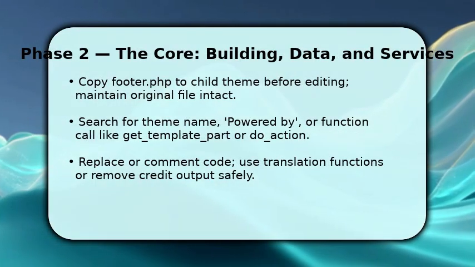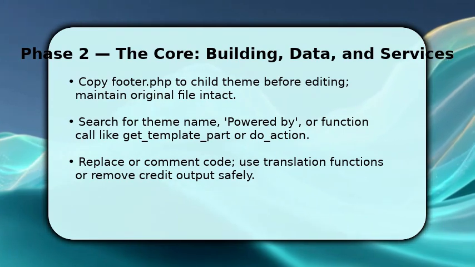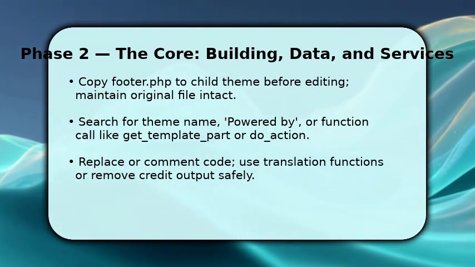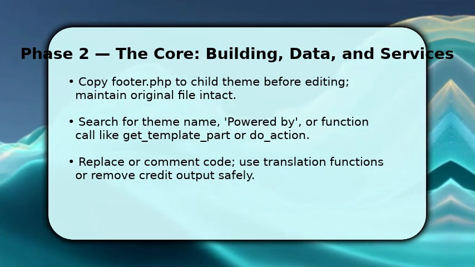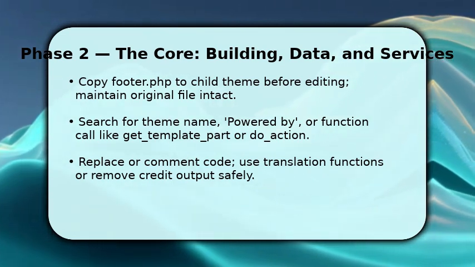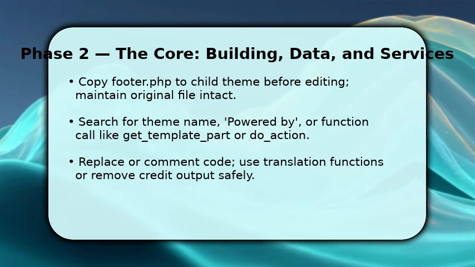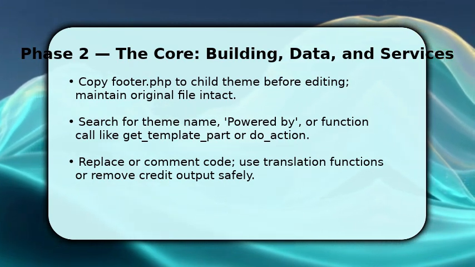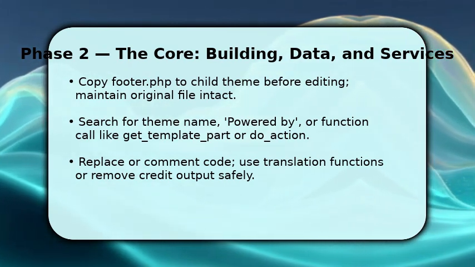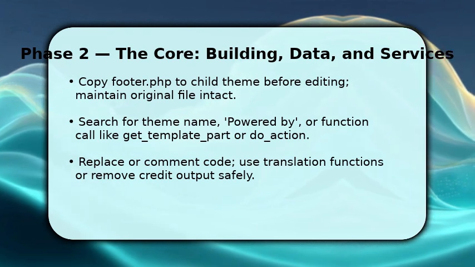Once the child theme contains footer.php, open that copy and search for static text like the theme name or phrases such as powered by, and for function calls that output credits. If you see get_template_part or do_action tied to credits, trace the function in functions.php. You can safely remove or replace the echo/print line or wrap output with conditional checks.